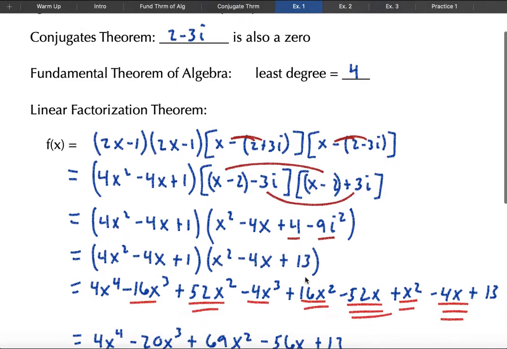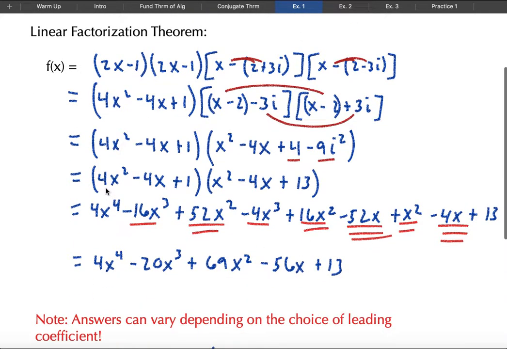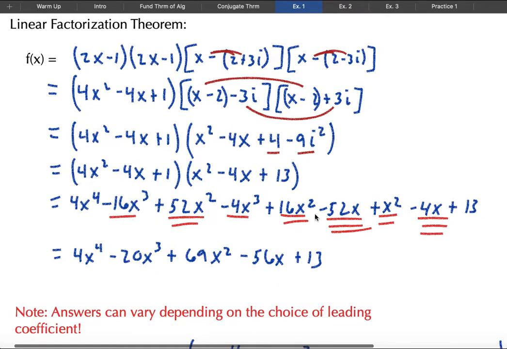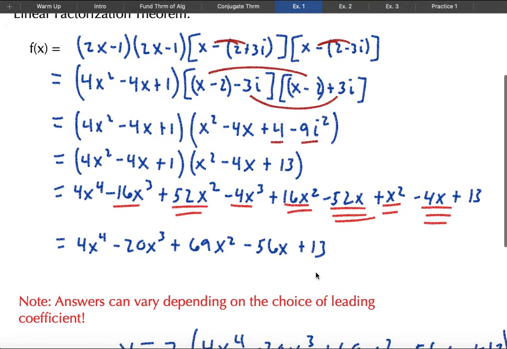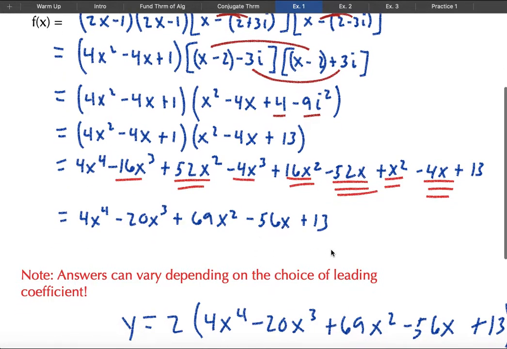Okay? Once I'm here, this should be smooth sailing. I can use the distributive property. I'll multiply this trinomial by this trinomial just using distribution. It'll give me several terms, which I can then combine the like terms to get to my final function right here. Okay. Now, I do want you to notice what's in red.